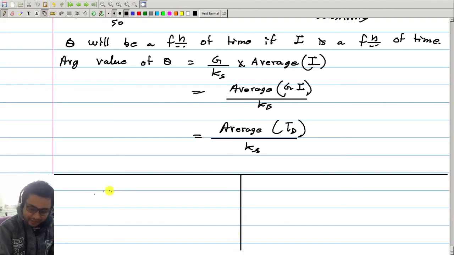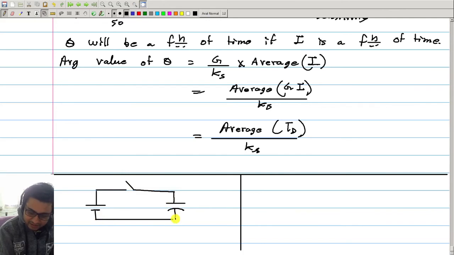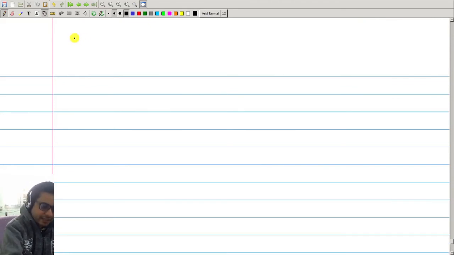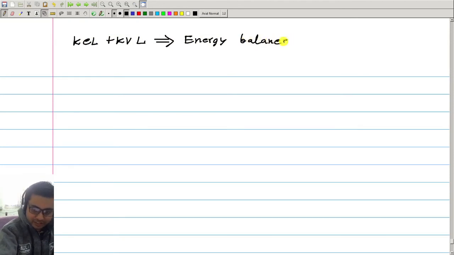Let me draw both the capacitor case and the inductor case side by side. I said KVL is violated, but KVL is not violated after the switch is closed, in a sense. The moment this is charged, energy is violated here. I will point out one thing first: KCL plus KVL together imply energy balance. Let me prove it in a minute.